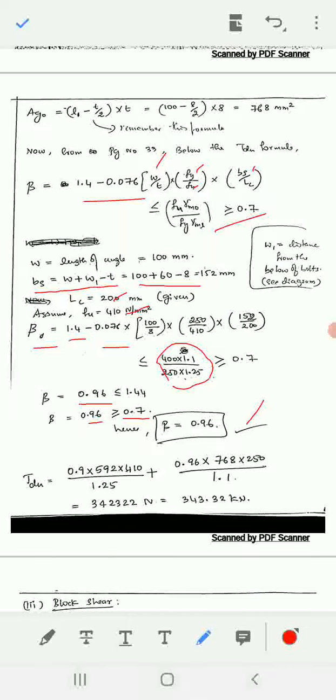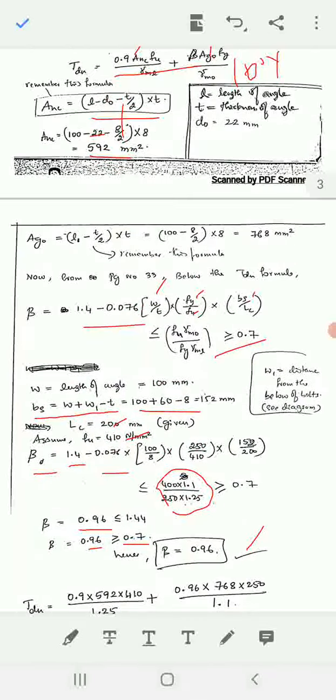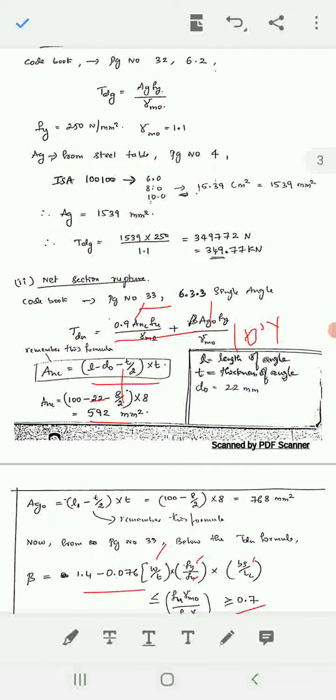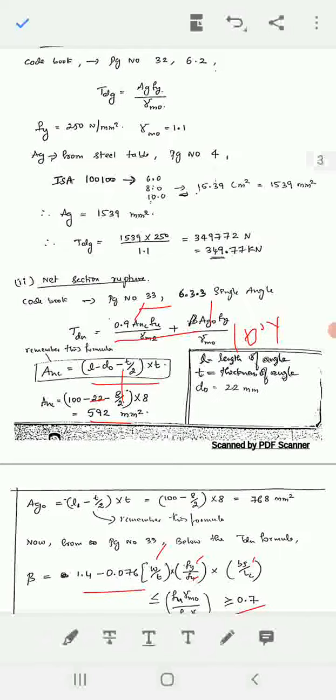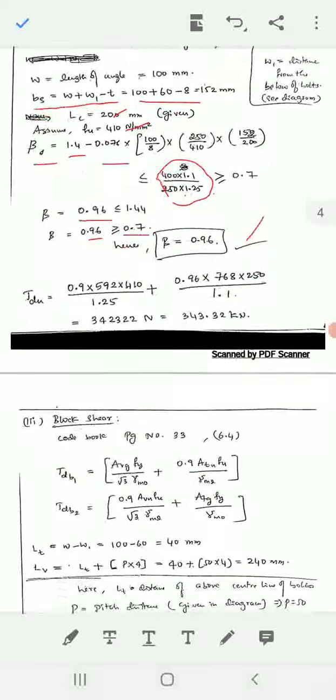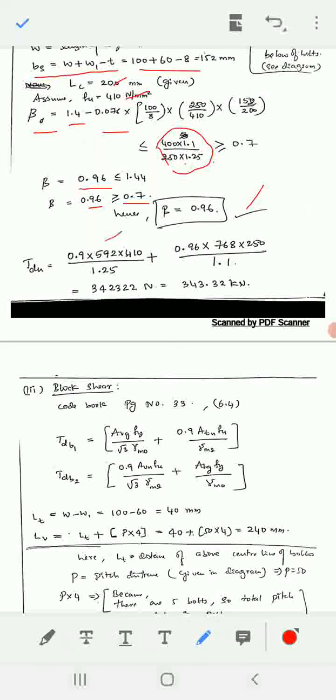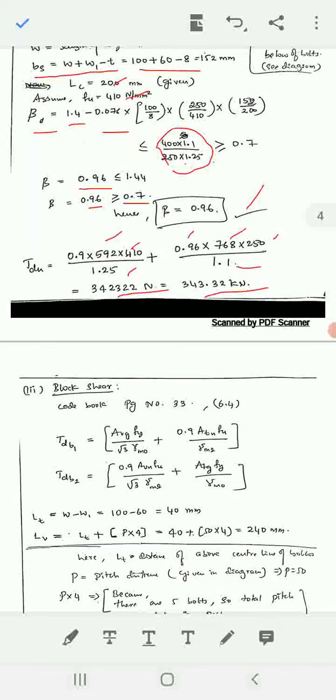Now this beta value I have to substitute in the TDN formula. Here initially we got it. Here we need all the values, right? ANC and AG also we calculated. Now we have to substitute 0.9 into 592, that is ANC value, then Fu, then 1.25 is gamma ml, then 0.96 beta value into 768 is AGO value, then 250 is nothing but Fy, and 1.1 is gamma m naught. This value you have to substitute, then you will get in terms of Newton, you have to convert into kilonewton. Third step is block shear.